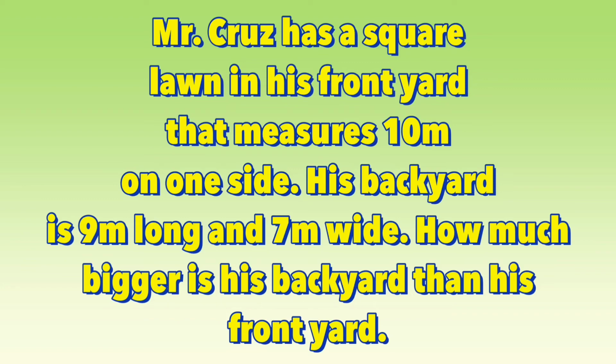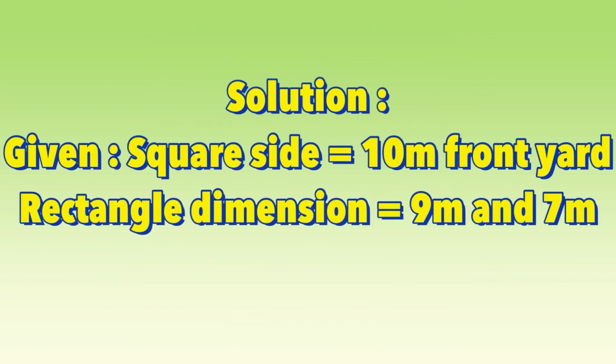The problem is asking for the difference between the area of a given square and the area of the given rectangular figure. So we have to pick out the given. The square side equals 10 meters, the front yard. And the rectangular dimensions are 9 meters by 7 meters.